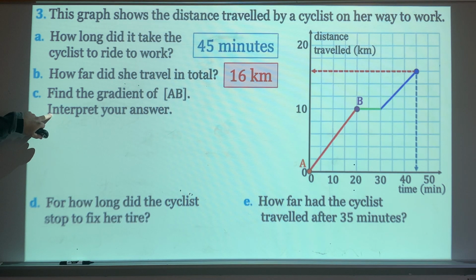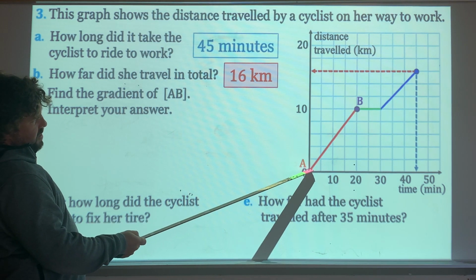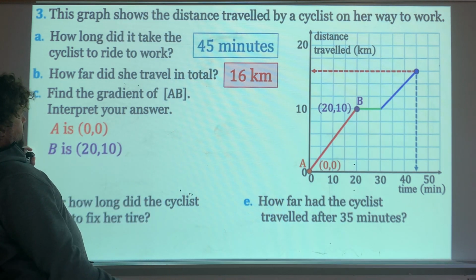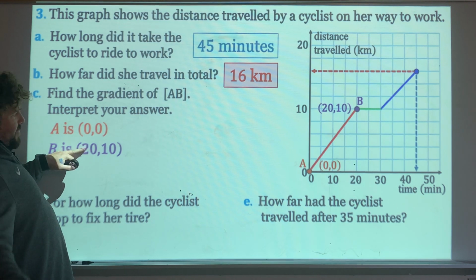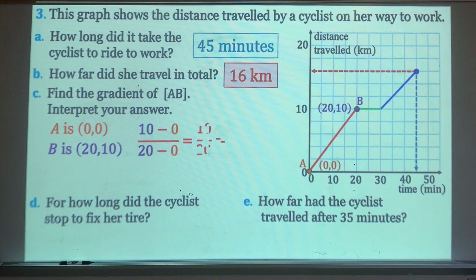Find the gradient of AB and then interpret your answer. So, what is the gradient of AB here? Well, this is point 0, 0. This is point, what's that, 20, 10? Good. So now you're going to do your slope formula. 10 minus 0 over 20 minus 0. 10 divided by 20 is 0.5.